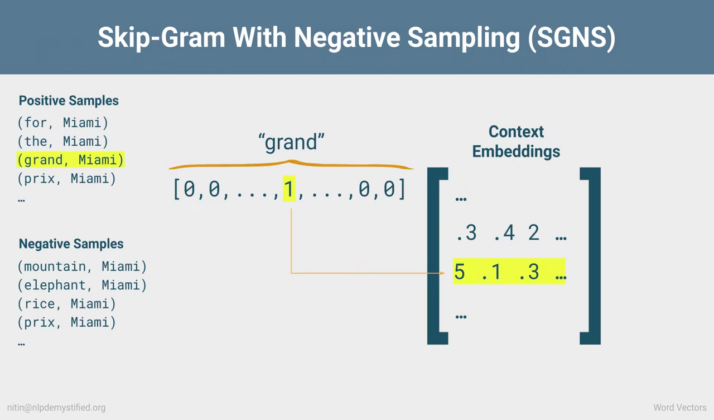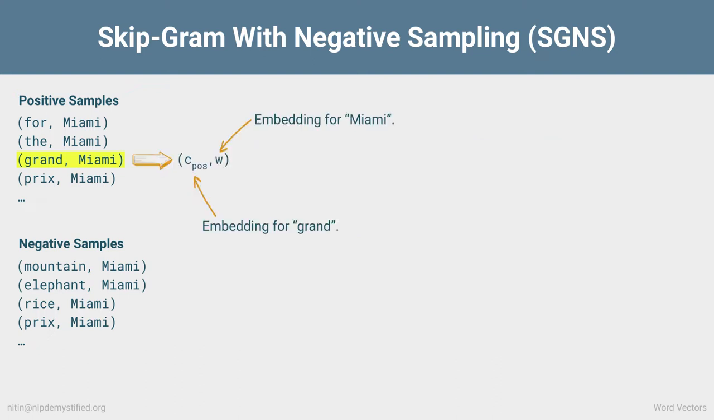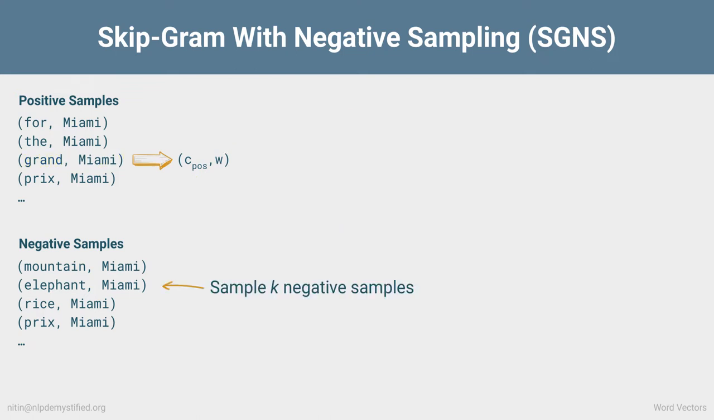So in implementation, it isn't necessary to use a one-hot encoding. We can just encode words with an integer index and perform an index operation as long as everything is consistent. We'll see this in the demo. Once we have the embedding for the word Grand, we do the same thing for the word Miami. The only difference is that we draw the embedding from the target embeddings matrix. Now we have our positive sample as a pair of vectors. Next, we'll pick k negative samples. K is a hyperparameter which we'll discuss later on, but for now, let's say k is 3. And say we end up sampling these three pairs. We'll take these pairs, draw their embeddings in the same manner, and we now have negative samples in vector form.